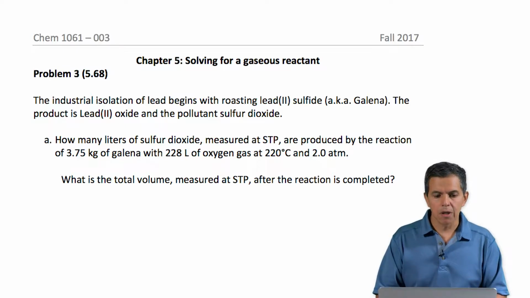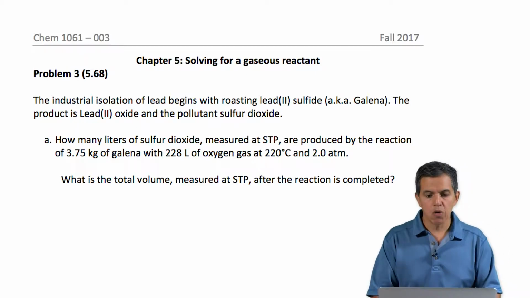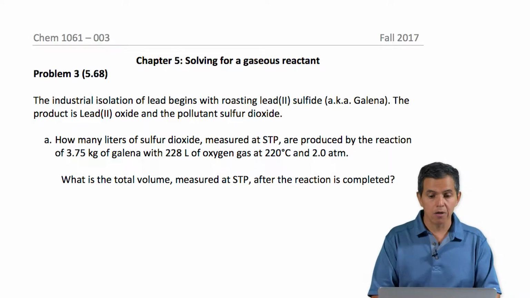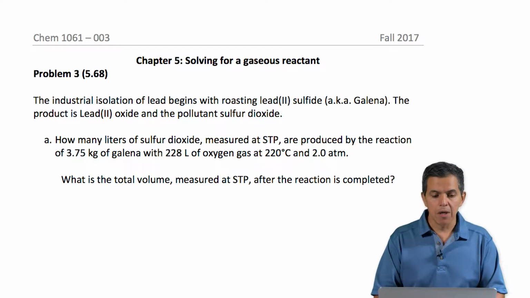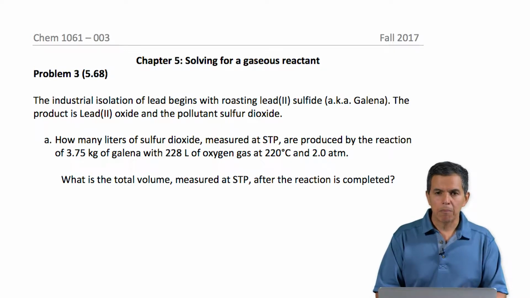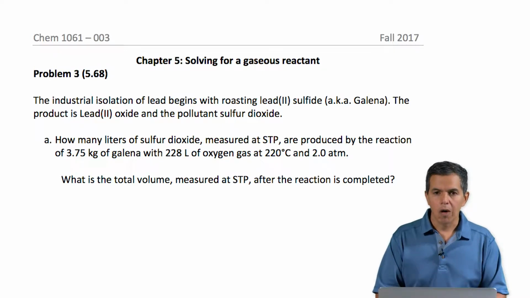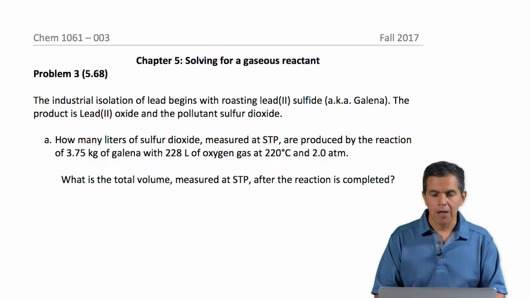So this problem deals with the question: how many liters of sulfur dioxide measured at STP are produced by the reaction of 3.75 kilograms of galena with 228 liters of oxygen gas at 220 degrees Celsius and 2 atmospheres of pressure? And part B is, what is the total volume measured at STP after the reaction is completed? So think about this problem, propose a plan to solve the problem, and start solving the problem. You may pause this video while you are solving the problem before you look at the answers.